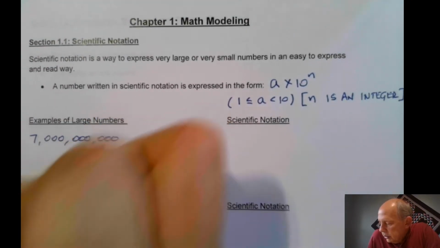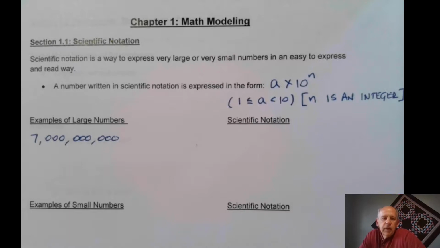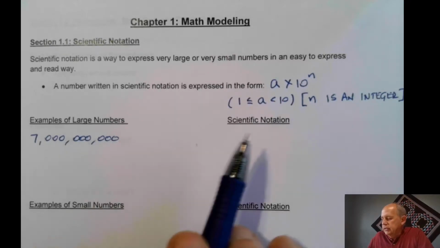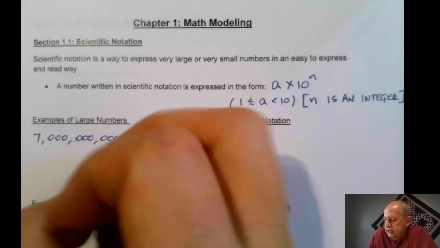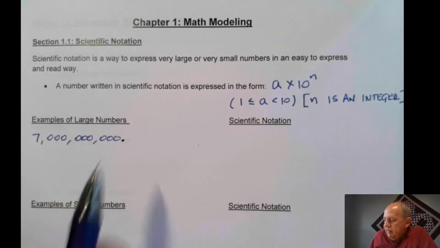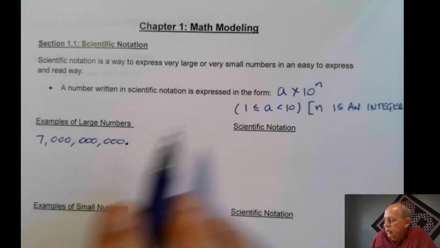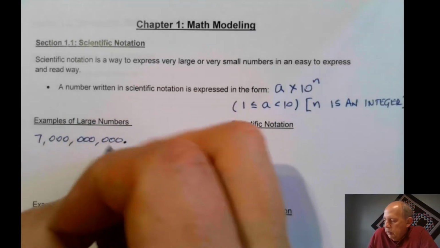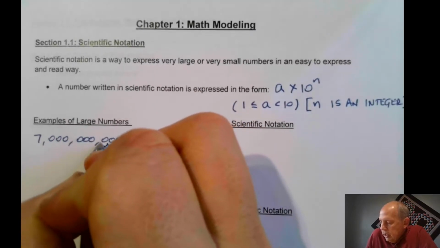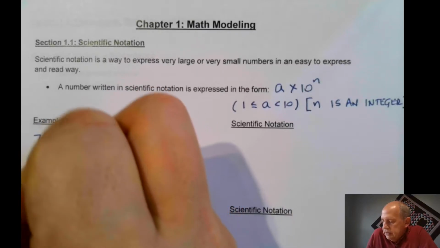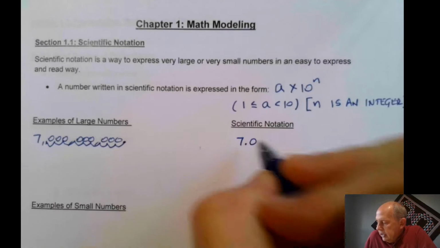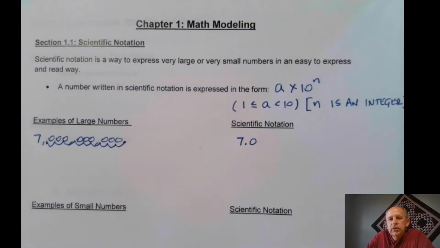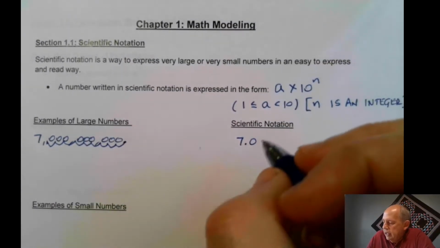And the first one we're going to look at is 7 billion. And 7 billion has a lot of zeros. We're going to rewrite this as scientific notation. We're going to start with this A value. We have a decimal at the end of 7 billion, and we want our A value to be somewhere between 1 and 10. So I'm going to move this decimal over here until I get an A value of 7.0, which is between 1 and 10.